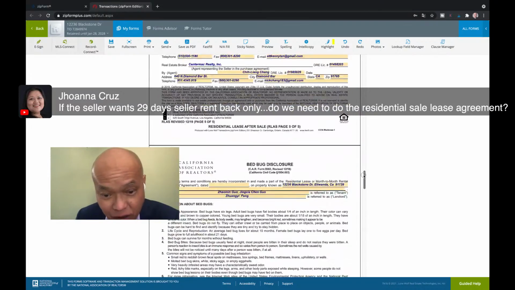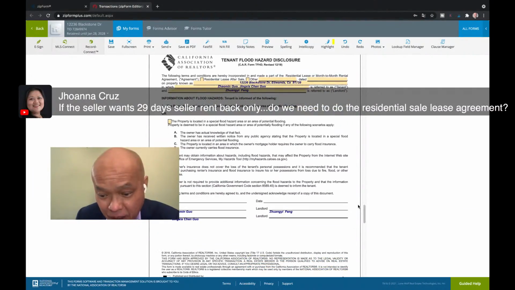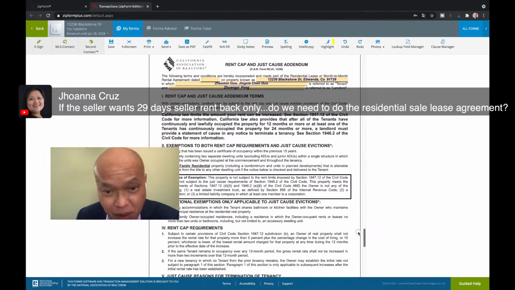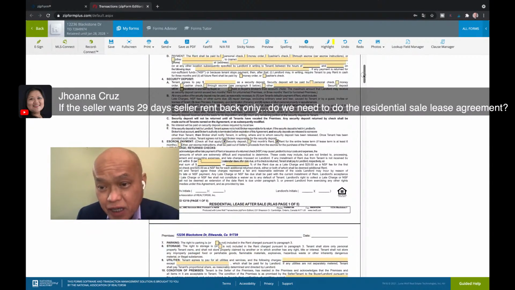The rest you know how to fill out. Bed bug disclosure, you know how to fill out. That's a standard. Tenant flood disclosure, that's a standard disclosure. In fact, it's a mandatory. Rent cap and just cause addendum, that's also mandatory. Fill that out. Okay, so that's it.